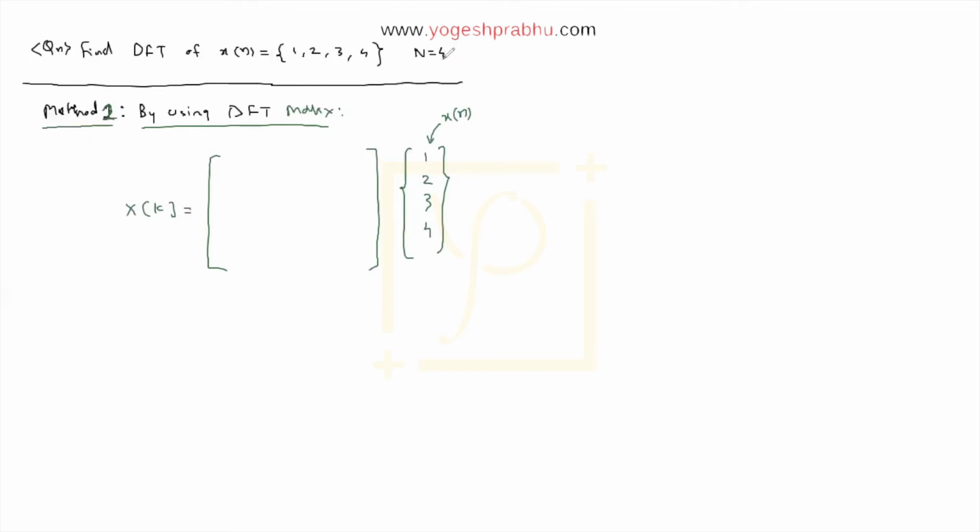And just remember that this is all going to work only when your N is 4. So what if N is other than 4? We will discuss that when it comes. As of now, let us focus on how to find the DFT of a sequence that has length 4.